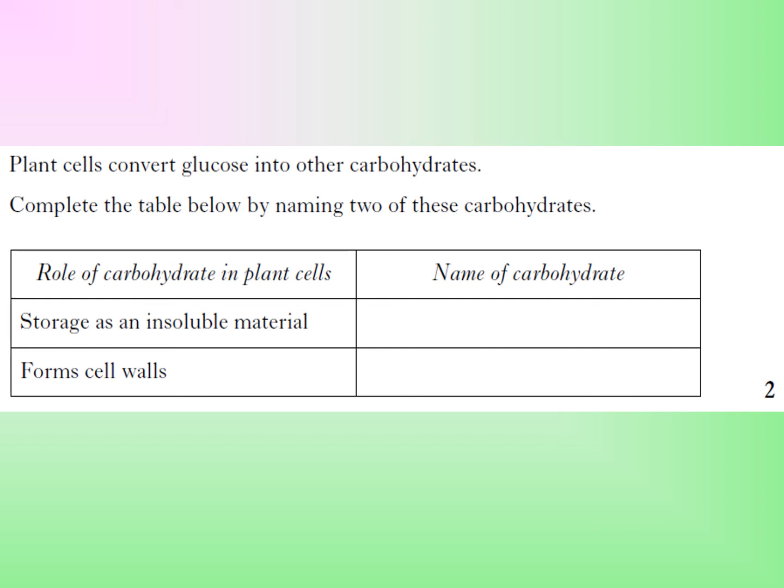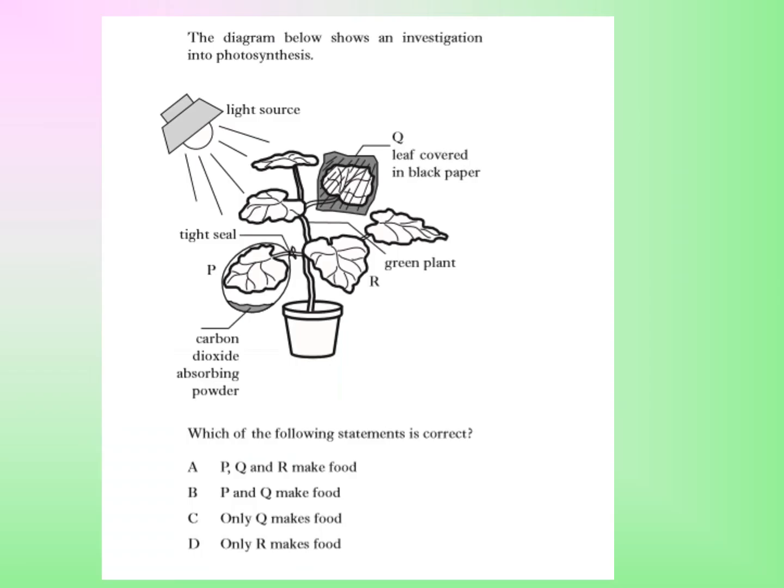Plant cells convert glucose into other carbohydrates. Complete the table below by naming two of these carbohydrates. So which one is a storage molecule? So the glucose produced won't all be used in respiration, but some will be stored as starch. And again, not all of the glucose will be used in respiration. Some will be used to repair cell walls, which are made of cellulose.